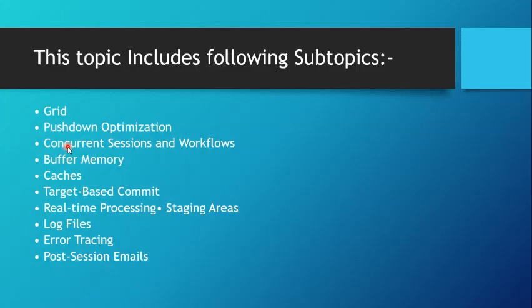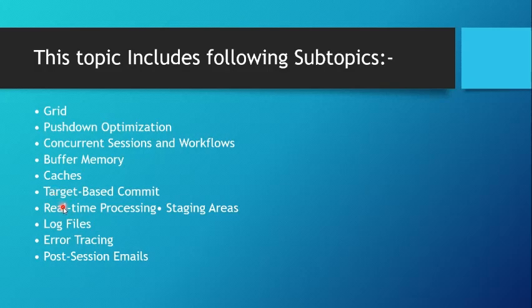So you can configure the concurrent sessions, and what the buffer memory is, and how to increase and decrease that memory according to your requirement, right? What is the cache, what is the target based commit. And target based commit, you can decrease or increase based on the requirement and performance.